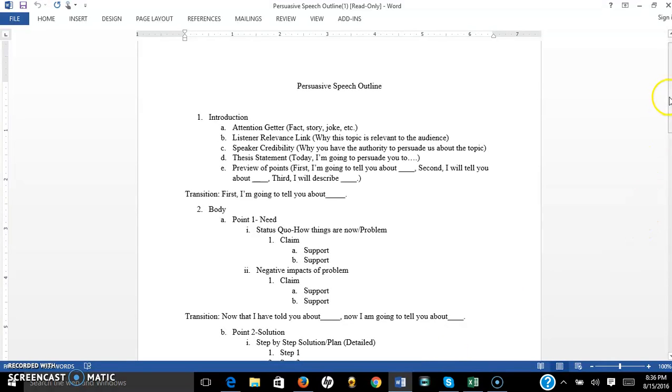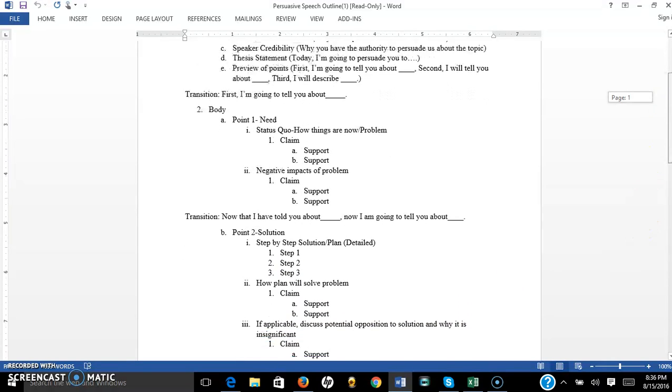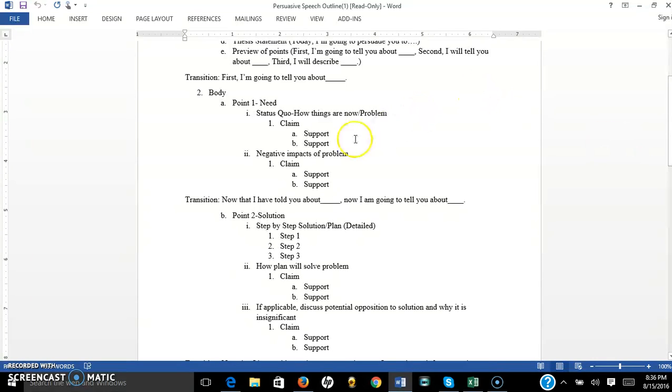So just like in any other type of speech, when you're outlining a speech, I want you to start with the body. So let's start by talking about what your main point 1 should be. In your main point 1, you should be talking about the need. What is the problem that you're going to provide a solution to, or that you want us to help you fix? So you're going to talk about the status quo, also known as how things are right now.